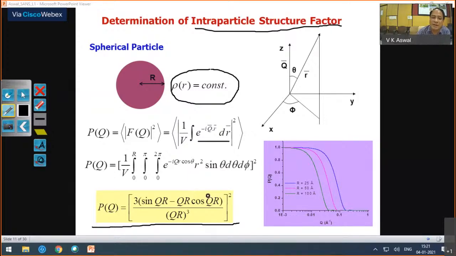And then if you plot this curve for different sizes of the particles, for example in this plot, you have this intraparticle structure factor, represented by P(Q), for different sizes of the particle. As I was saying, as the size increases, this width decreases. So the 100 angstrom particle will have the largest spread. From that, sometimes just looking at the data, which Q range and what the width is, you can come to know about the size of the particle.